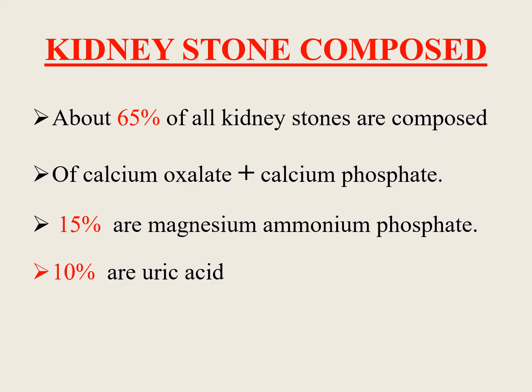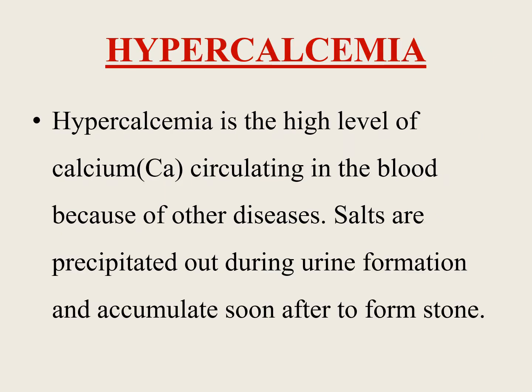Kidney stone composition. About 65% of all kidney stones are composed of calcium oxalate plus calcium phosphate. 15% are magnesium ammonium phosphate and 10% are uric acid. Hypercalcemia. Hyper means more or high, calcemia means calcium level. So it means a higher calcium level. Hypercalcemia is a high level of calcium circulating in the blood because of other disease. Salts are precipitated out during urine formation and accumulate in stores, soon after which they form the stone.